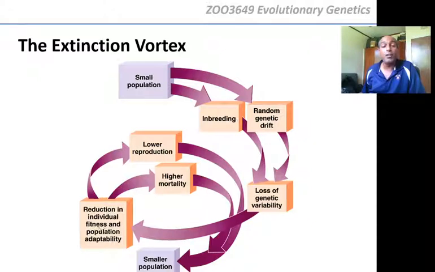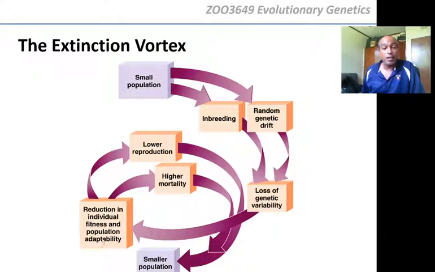And lower fitness, why? Because here you're losing alleles at random. Here, you're increasing the alleles that are the lethal alleles that are not good when they come together in homozygotes. But when you are inbreeding, you have a higher chance to bring those two lethal alleles together, and that will also reduce your fitness, okay?